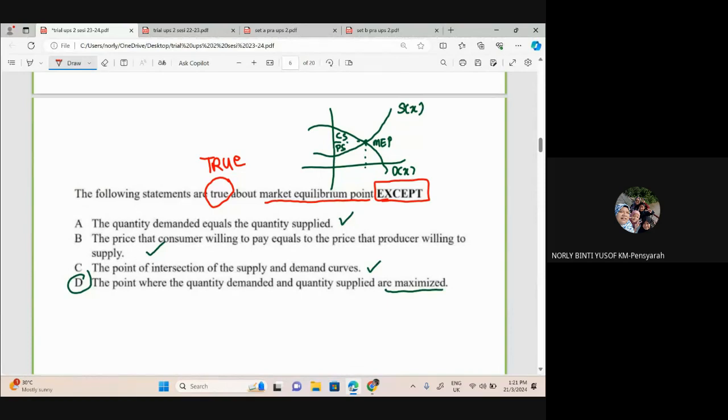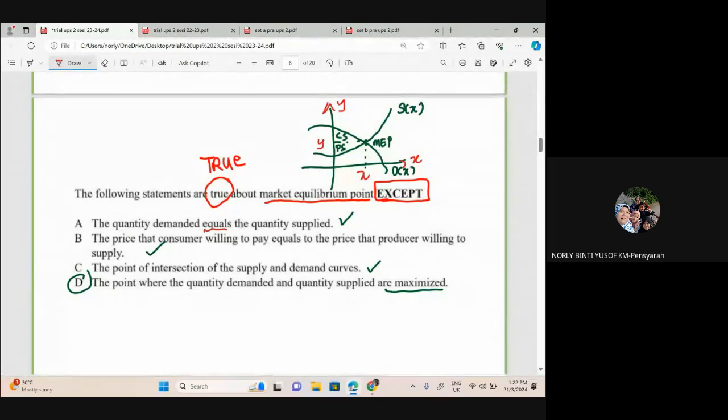Next, the same again: the following statements are true about the market equilibrium point. So this is the graph that you can know based on what you learn in chapter 3, where you have the supply function and demand function. This is just the concept, two curves. But we know supply is an increasing function, demand is a decreasing function. So quantity demanded equals quantity supplied. That is correct, because the quantity is X, here is X, here is Y, the price. So quantity for demand equals quantity for supply. Correct? That is the definition based on the graph.